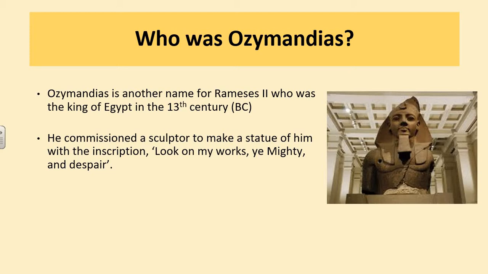He wanted people to remember him. And how do we think he wanted them to remember him? So, "Look on my works, ye mighty and despair." Do you think he wanted them to think, "Oh, what a nice guy he was. He was a great ruler. He really looked after us. He was a friendly sort of fella"? Or maybe was he a bit of a tyrant?